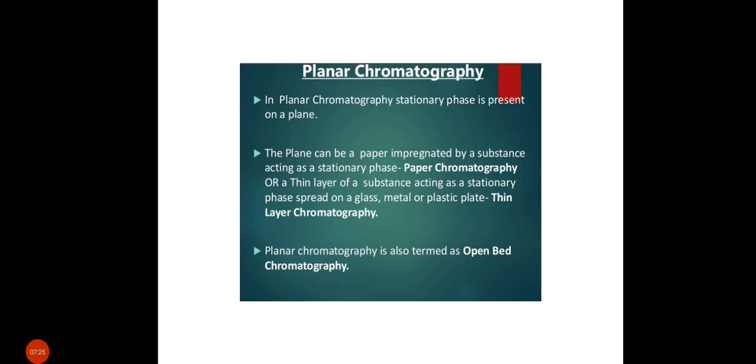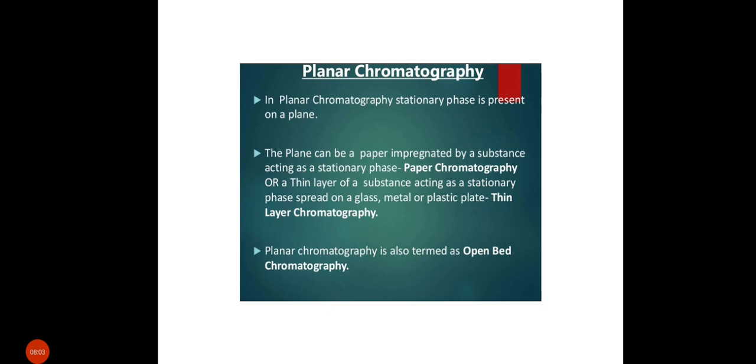Now we see planar chromatography. So now we will discuss planar chromatography. In planar chromatography, the stationary phase is present on a plane. The plane can be a paper impregnated by a substance acting as a stationary phase, which is paper chromatography, or a thin layer of a substance acting as a stationary phase spread on a glass, metal, or plastic plate, and this is called thin layer chromatography.